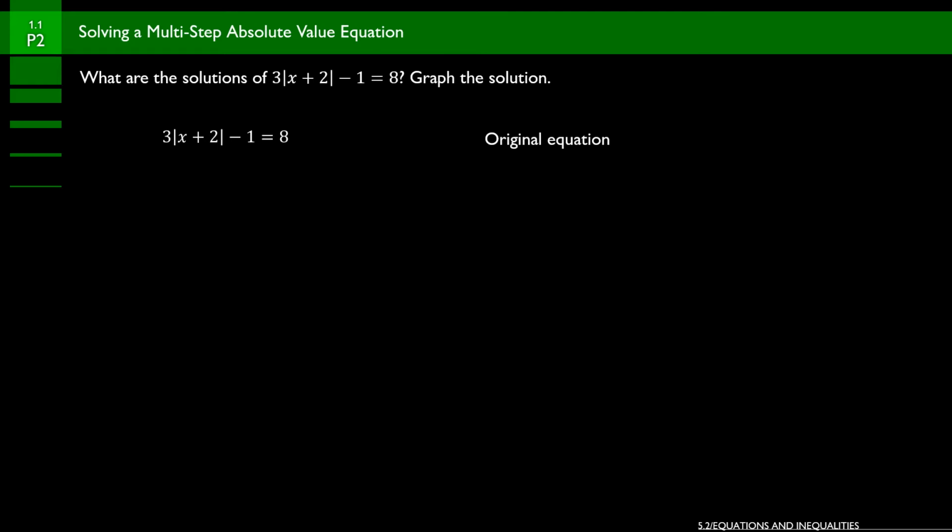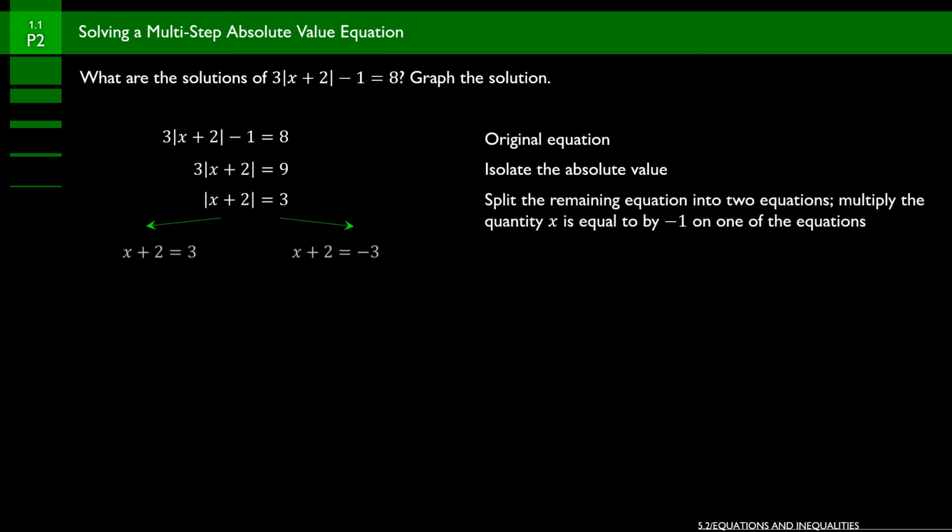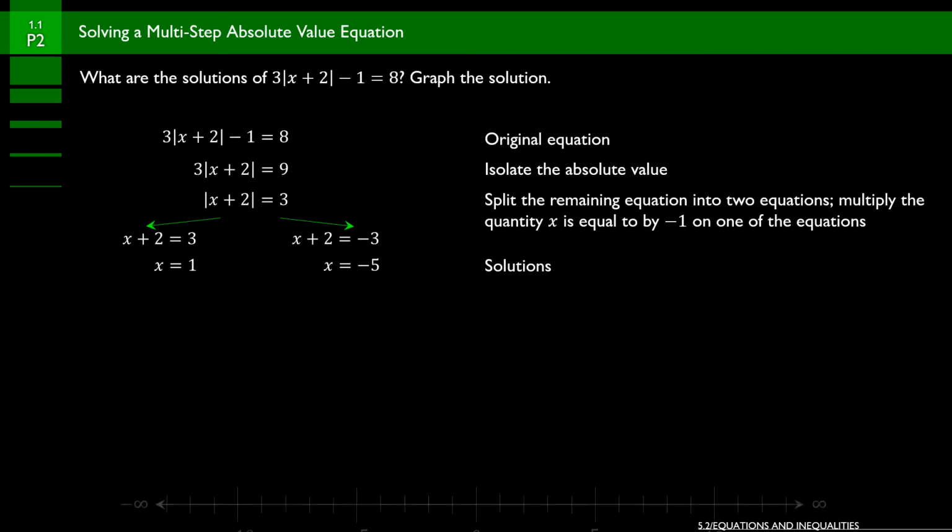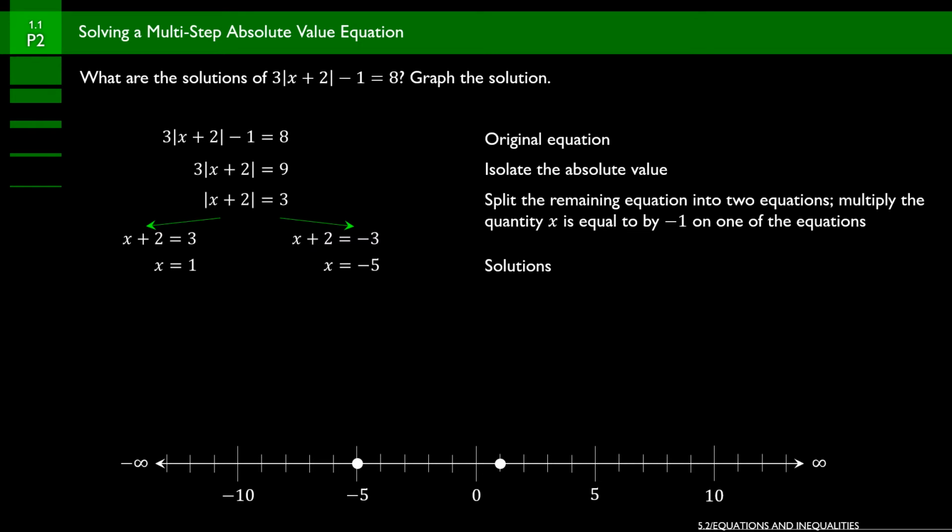So we've got to go ahead and isolate the absolute value first before we can do anything else. So use your opposite of the order of operations, add 1 to both sides. 3 times the absolute value of x plus 2 is equal to 9. Divide out the 3. Now we have an isolated absolute value of x plus 2 is equal to 3. Take the absolute value equation, split it into 2. X plus 2 is equal to 3, and x plus 2 is equal to negative 3. Subtract 2 from both of our equations. We end up with x equals 1 and x equals negative 5. To finish this problem off, go ahead and plot 1 and negative 5 on the number line, and we're done.